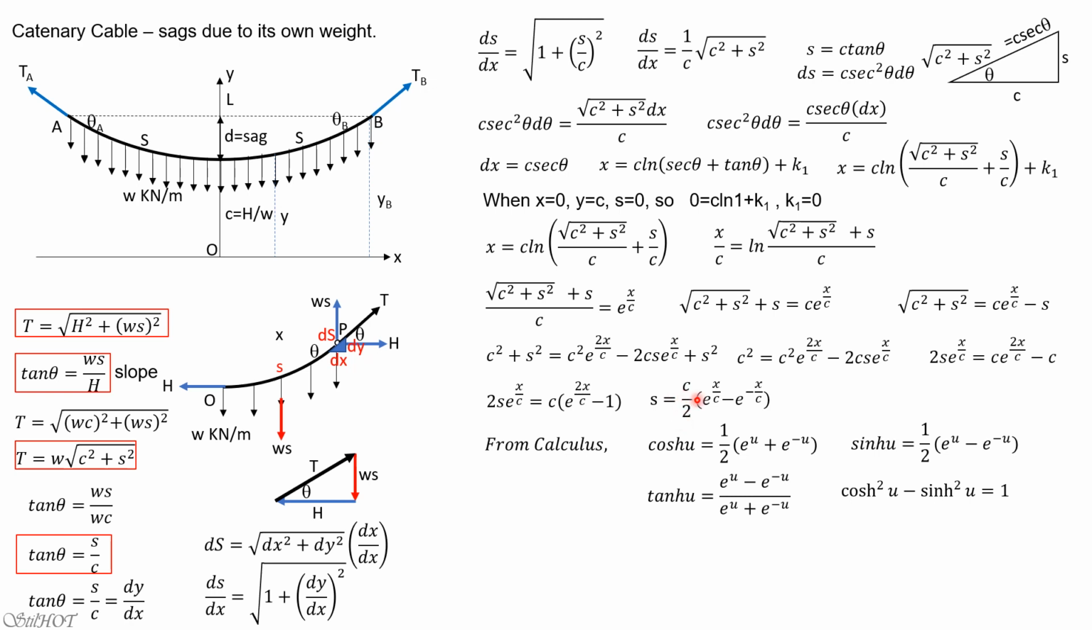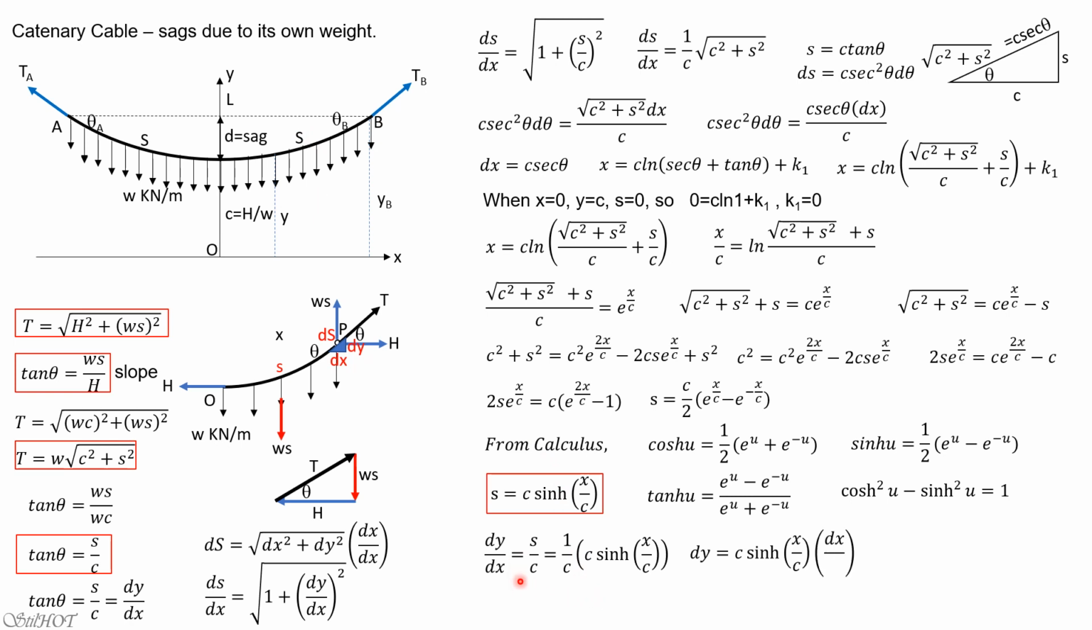So we write this as s equals c sine hyperbolic of x over c. So s equals c sine hyperbolic of x over c, because u is x over c in that case. So that's the formula for s. Not the entire length, but just a portion from the lowest point on the cable to any point. The derivative of y with respect to s is s over c, and because we have derived s, s is c sine hyperbolic of x over c.